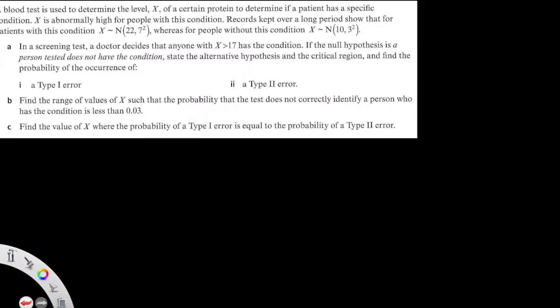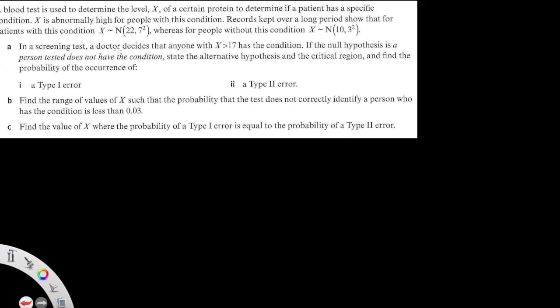Example number 2. A blood test is used to determine the level X of a certain protein to determine if a patient has a specific condition. X is abnormally high for people with this condition. Records kept over a long period show that for patients with this condition, X has a normal distribution with 22 as mean and variance 7 squared, whereas for people without this condition, X has a normal distribution with mean 10 and 3 squared as variance.